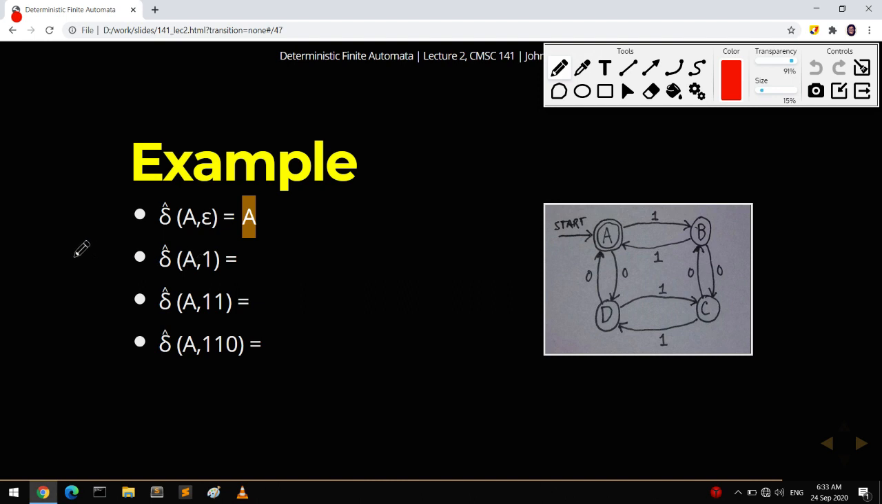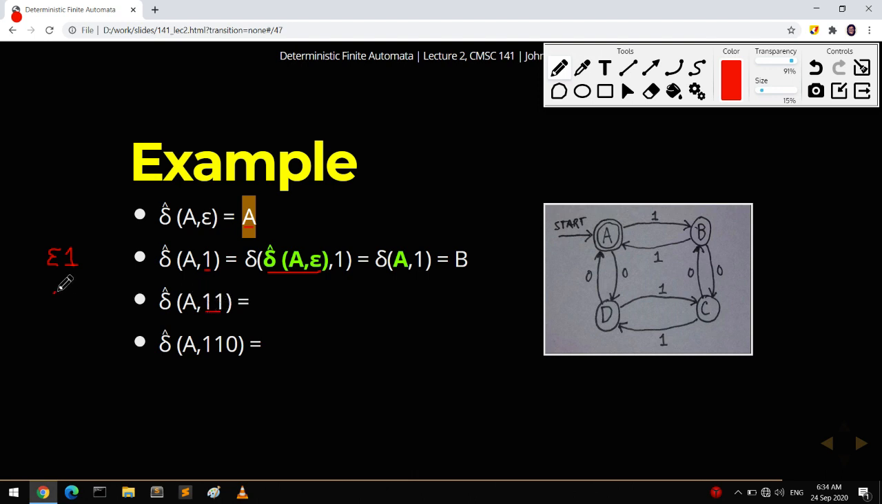note that we could write 1 as epsilon 1, right? That is still 1 here. So we could write that as delta of delta hat AE and 1. So we know that delta hat AE here is A from the previous item. So we could plug A here and we can just have delta of A1, which is B according to our transition function. Okay?